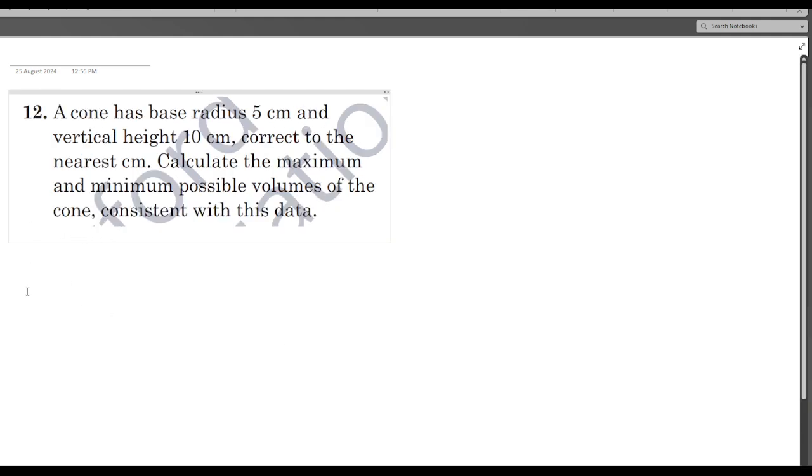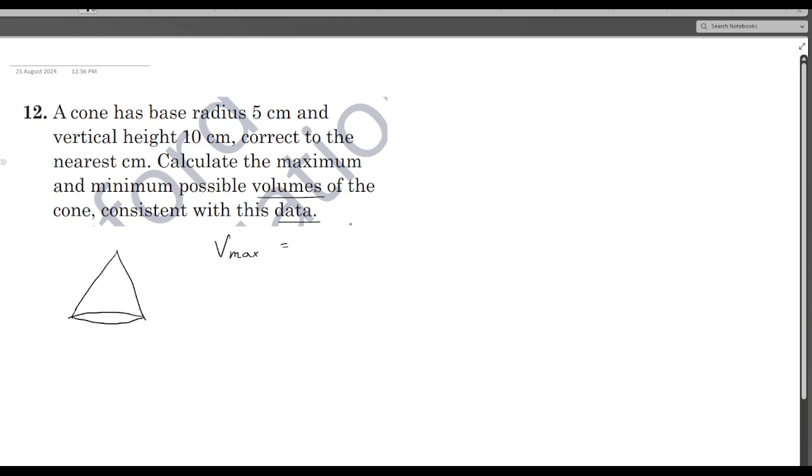Question number 12, a cone has a radius 5 centimeter and vertical height 10 centimeter, corrected to nearest centimeter. Calculate the maximum and minimum possible volume of the cone consistent with this data. So for maximum volume, I will consider upper bounds for all the dimensions. So I will say that V max, maximum volume.